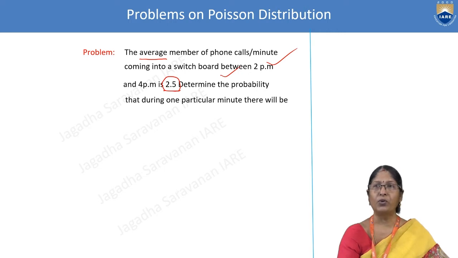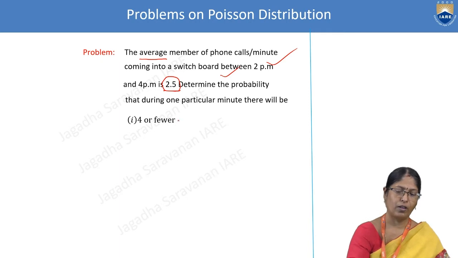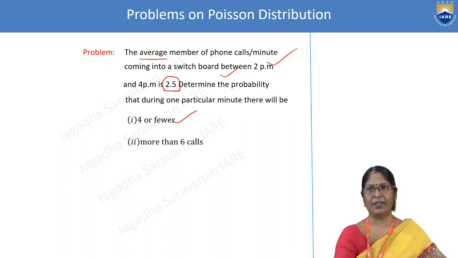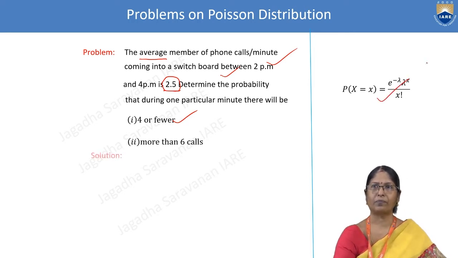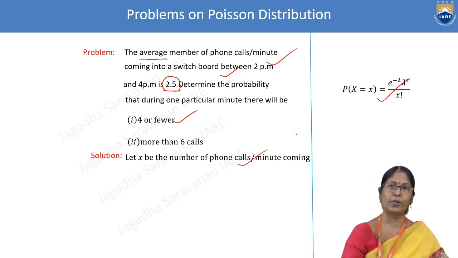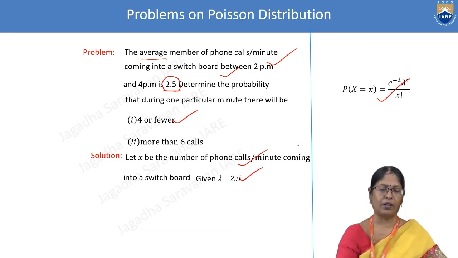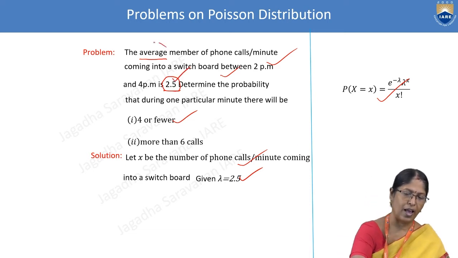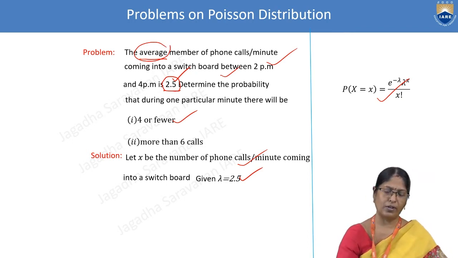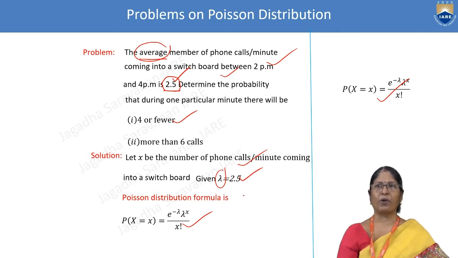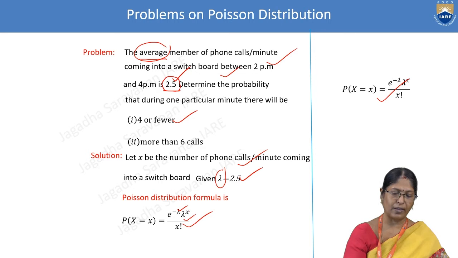Determine the probability that during one particular minute there will be 4 or fewer, that is less than or equal to 4, and more than 6 calls, so greater than 6. Now the Poisson distribution formula is there. We'll concentrate on the solution. x is a specific target, nothing but the phone calls per minute coming in at that particular time. The first question: lambda equal to 2.5, because the average, that is the mean of the Poisson distribution, is nothing but lambda. The Poisson formula is e power minus lambda into lambda power x by x factorial.